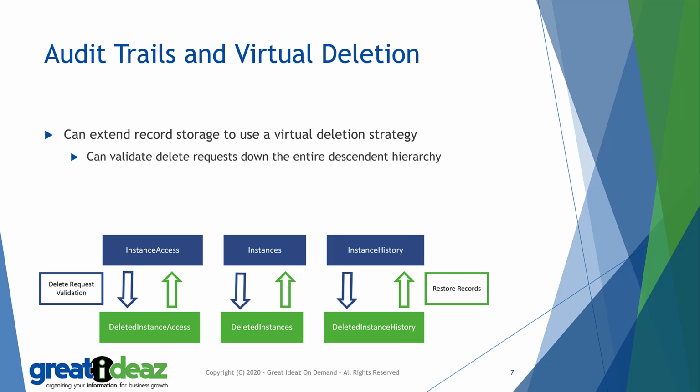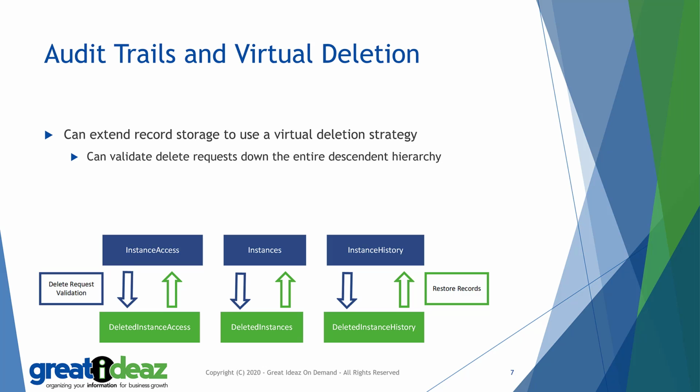And at any point in time, the user could reverse the decision and say, oh, I made a mistake, I need to restore A. And as they restore record A, it would also restore records B, C, D, and E. So being able to move records between active and deleted tables with a single command.